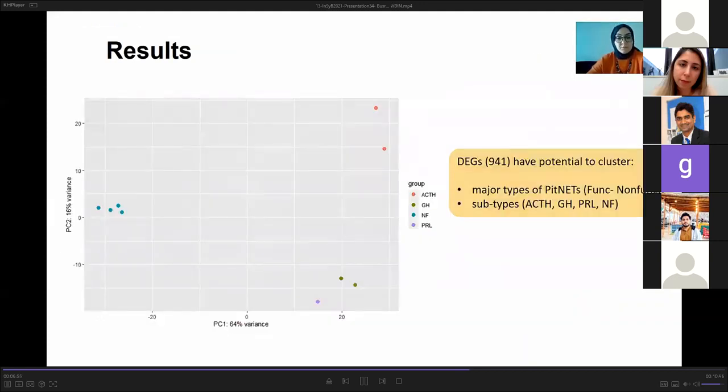We also performed PCA analysis using these DAGs and found that DAGs have potential to cluster major types of pitnets as functioning and non-functioning samples, and can also cluster functioning types of pitnets such as growth hormone secreting, adrenocorticotropic hormone secreting, and prolactin secreting samples.